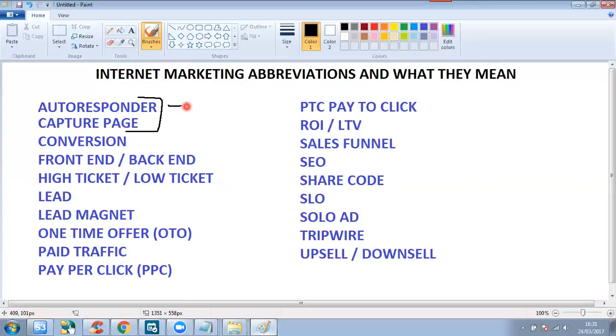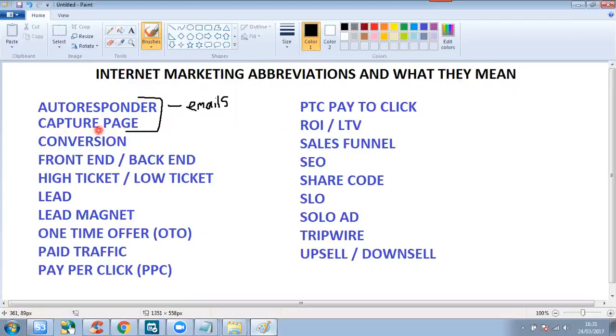The autoresponder is going to send out daily emails giving a lot of value, just like this: a lot of tips, a lot of training, sharing the business, sharing what we're doing online, sharing the plan, all that kind of stuff. So those are the first two phrases that you might not know what they mean.